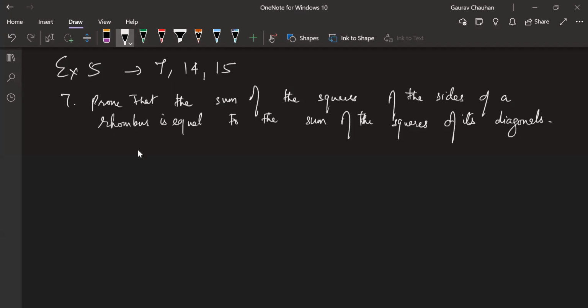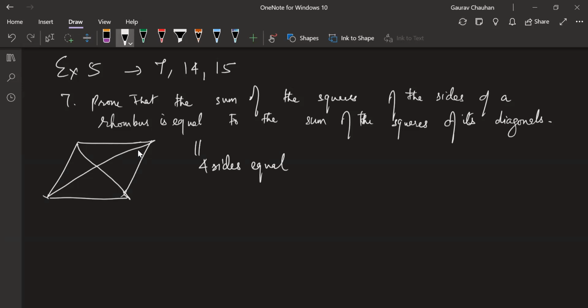Prove that the sum of the squares of the sides of a rhombus. So first of all, I need a rhombus. This is my rhombus. I'll just remind you what a rhombus is. A rhombus has 4 sides equal. A rhombus is a parallelogram, but apart from the parallelogram properties, it has 4 sides equal. This is an extra property of a rhombus, so this defines a rhombus. Give me a thumbs up if this is clear. A parallelogram with 4 sides equal, that's a rhombus.